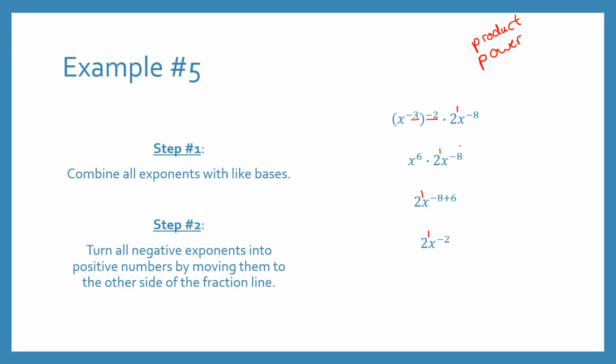So since it is positive, it does not have to move. And really, you're saying right now that you've got 2x to the negative 2nd over 1. So to make this x to the negative 2nd a positive, it needs to move to the denominator. And then I'm left with 2 over x to the 2nd, because the 2 is to a positive 1, which means it does not need to move. But the x is to the negative 2, so it moves to the denominator.